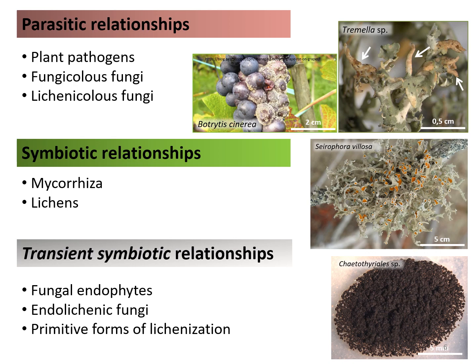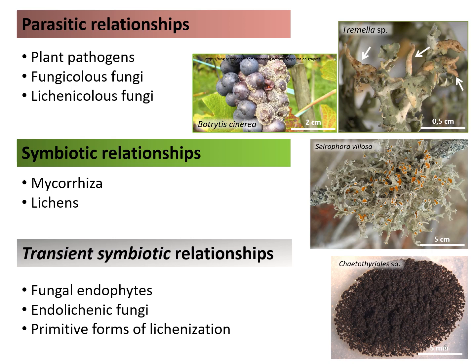But there are also some relationships that are symbiotic but transient. This means that they are not so stable. Their stability can be broken, and these are usually observed between melanized fungi that can co-grow inside plant bodies, and these are the fungal endophytes. But the same can happen with fungi that can co-grow inside the lichen thallus, so the endolichenic fungi.